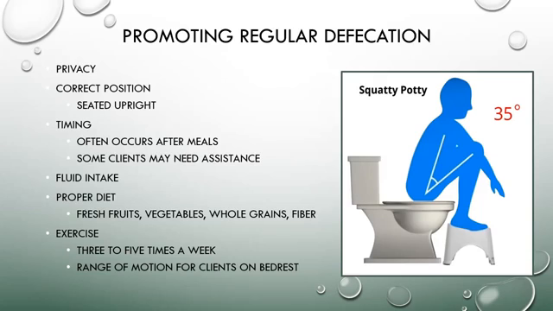We talked about fluid intake already. So a proper diet: fresh fruits, vegetables, whole grain fiber, okay? All super important for bowel health and regular bowel movements. And then exercise. We need to recommend that they exercise 3 to 5 times a week. And if they're not able to exercise, we need to provide them with range of motion for those clients that are on bed rest so that we can get them moving.